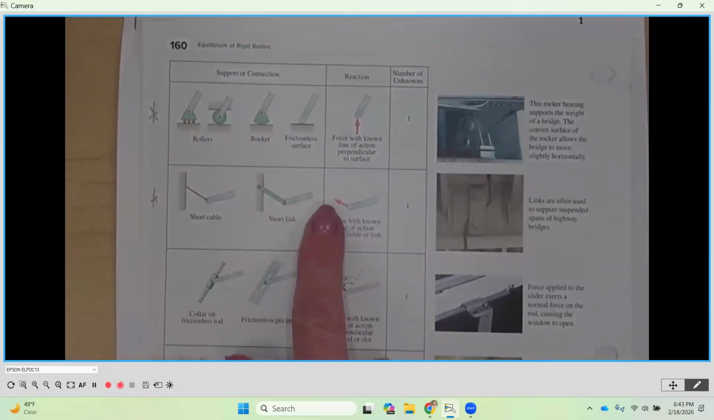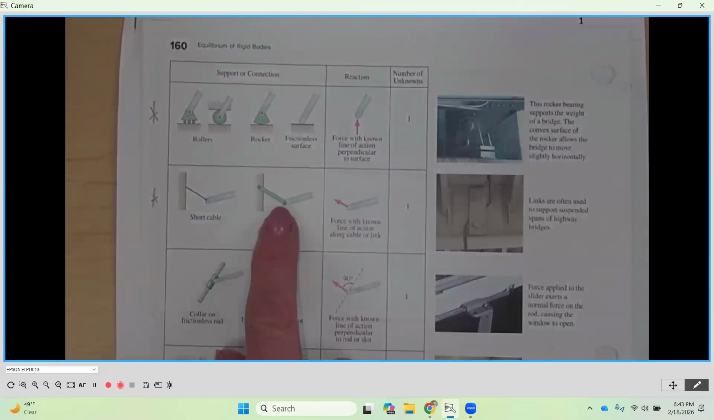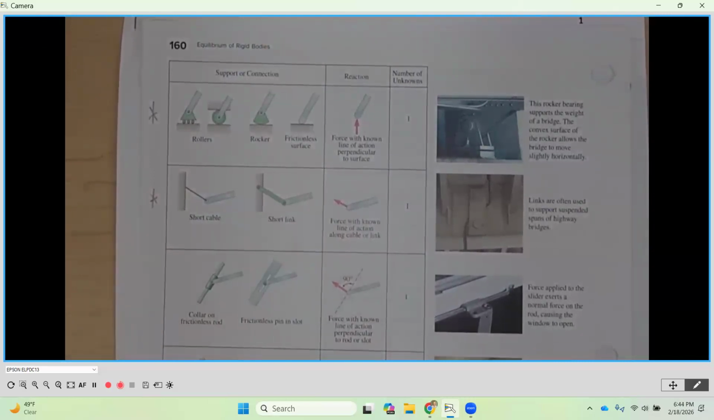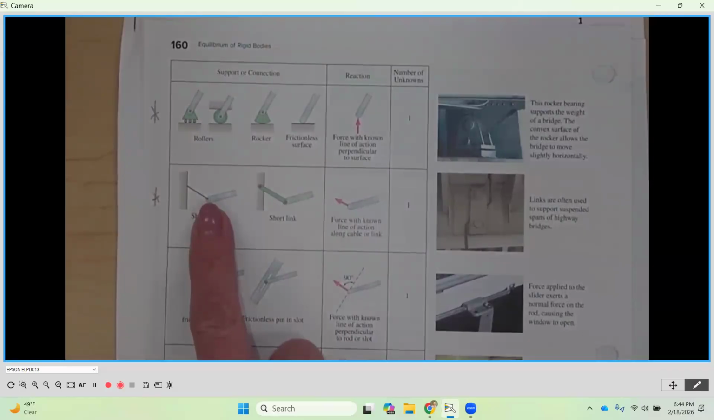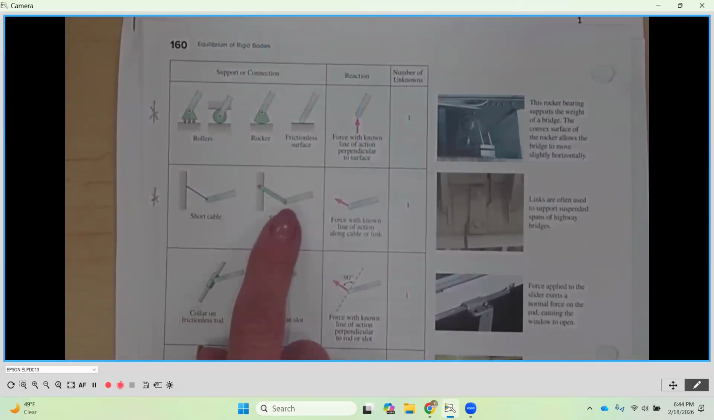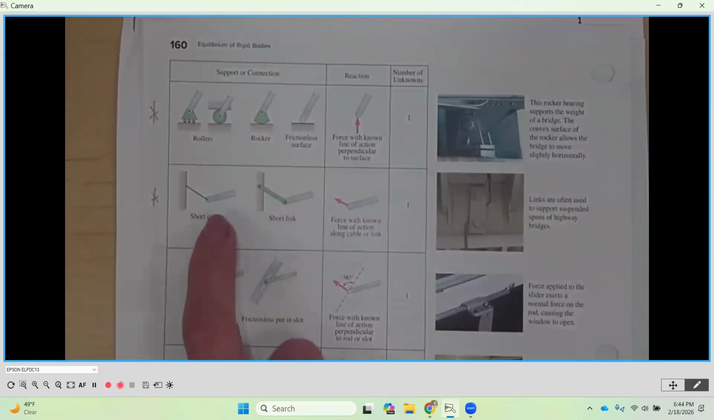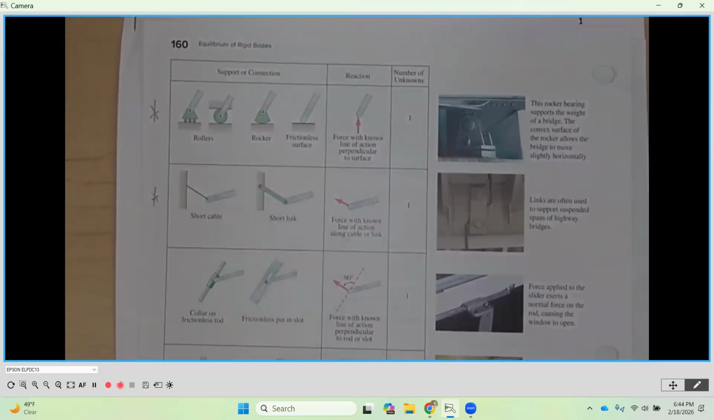So it's going to be along the line of that link, but it can either point towards or away from the body, because if you think about a link, it's not going to collapse if you push on it. A cable would collapse if you're pushing on it and it wouldn't be supporting at that point. If it's not in tension, it's not supporting. So that means it's always pulling away from the body. This one can go towards or away from the body, but still along the direction of that link.